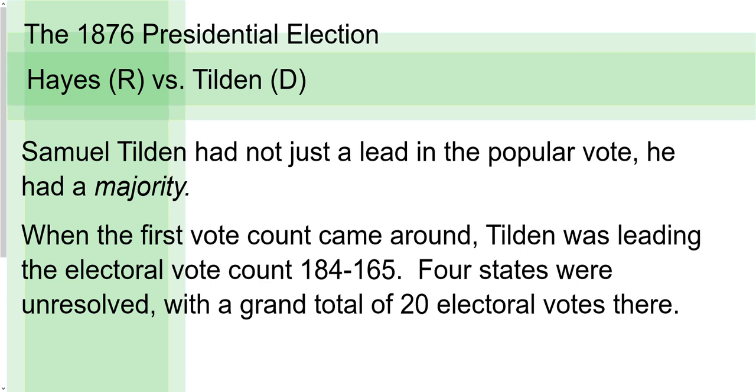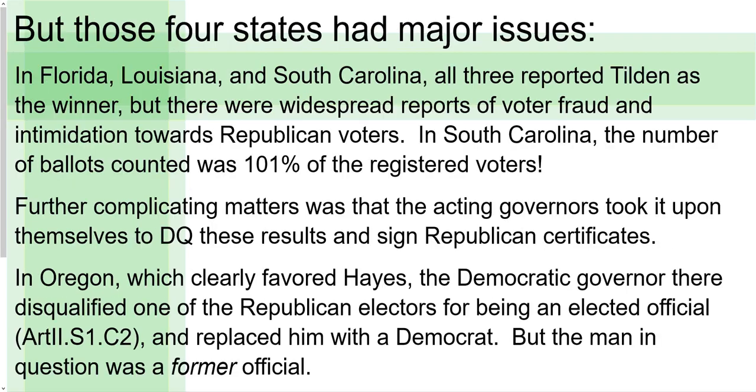And yes, in case you're wondering, those two currently differ by 19. You can probably see where this is going. Okay, so right there, Samuel Tilden has a majority, right? Easy peasy. But those last four states, they have some major issues. And you think the 2020 election had issues. Okay, so here's what happened. There are four states that did not return results: Florida, Louisiana, South Carolina, Oregon. So three southern states, but then one northern state too.